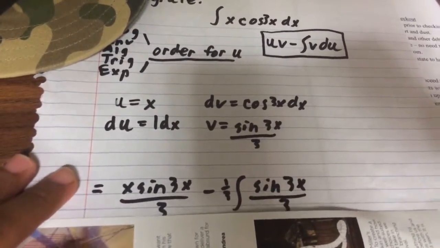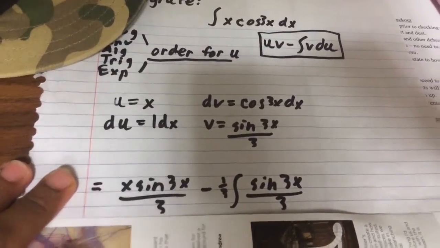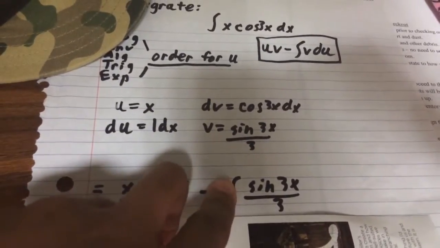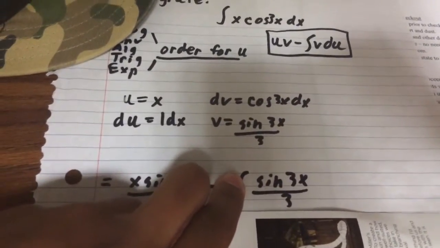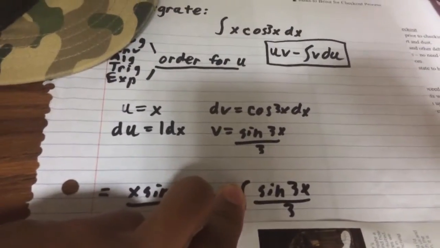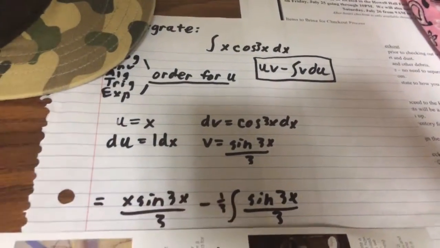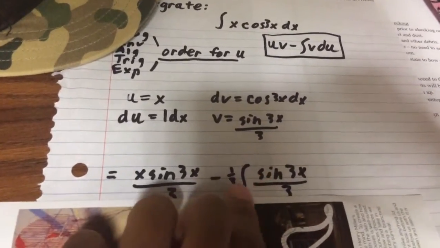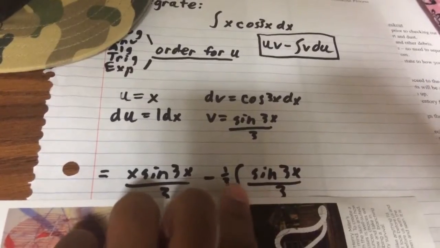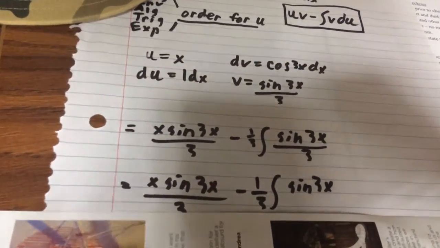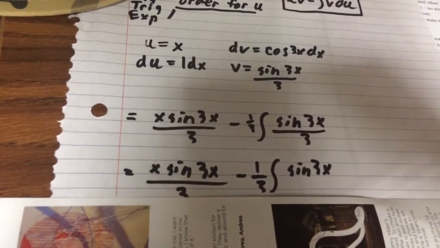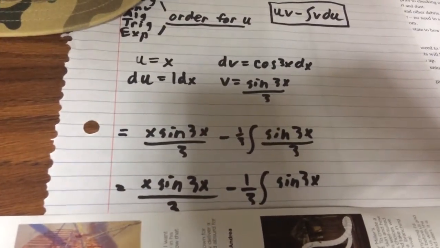So we got x sine of 3x over 3 minus, I'll cover this up for now, minus sine 3x over 3. And so sine 3x over 3, we can simplify that. We just take out a third, and we'll be left with just sine 3x. So that's why I have that 1/3 on the outside. You're allowed to take out any constant. So this is what it looks like rewritten with just sine 3x in the integral.